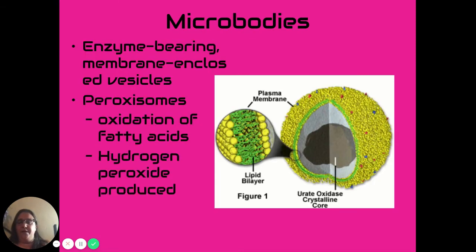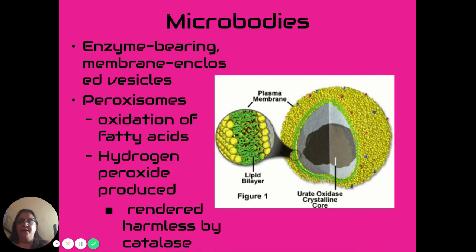Okay, the next one we have are microbodies. Microbodies are enzyme-bearing and membrane-enclosed vesicles. So here's where we actually have a full lipid bilayer plasma membrane vesicle, unlike some of the other ones that we'll see. And inside of that vesicle are certain enzymes. So peroxisomes are one of the microbodies that we have to learn about. And they're good for the oxidation of fatty acids. That's their function. That's what they do.